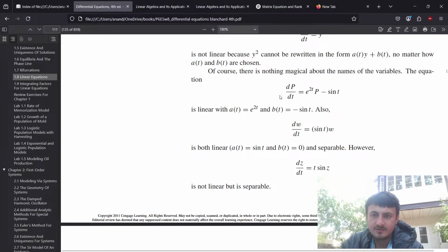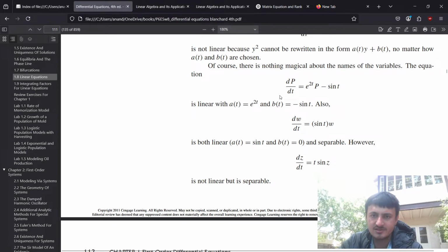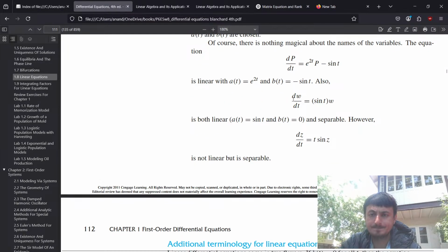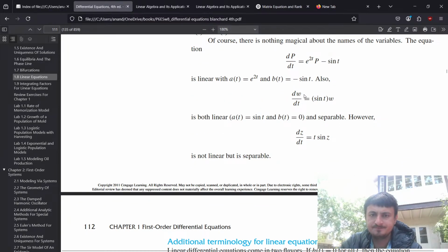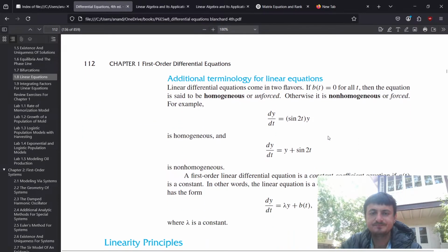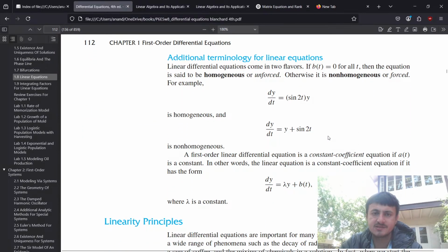You can change the names, but as long as it's of that form, a(t), b(t). This one is linear and separable. This one is separable but not linear. Those are good examples. Now there are two more classes. Linear differential equations come in two flavors. If b of t is equal to 0 for all t, then the equation is said to be homogeneous, or unforced.